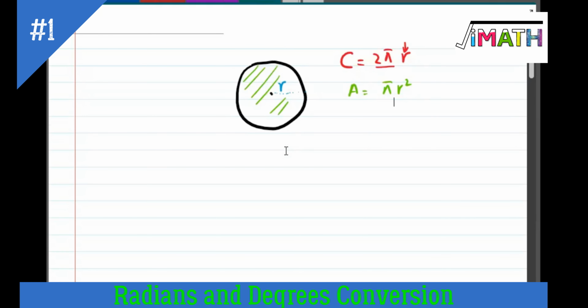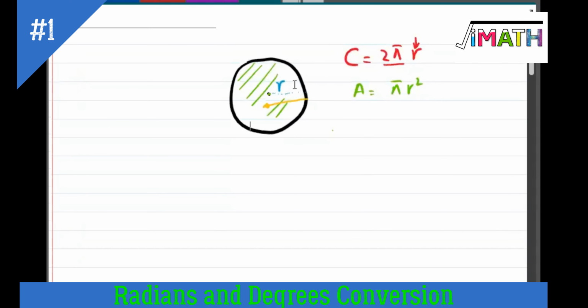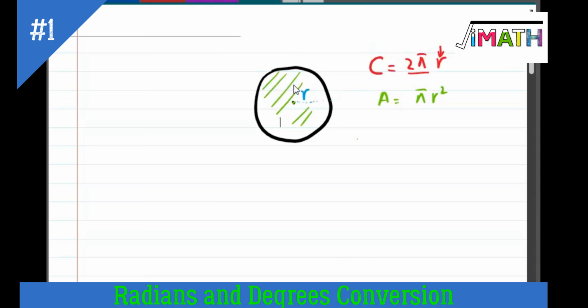What is radius? It's the distance from any point on the circumference to the middle. Perfect. Can we make it like this? This one here. Is this the radius, the yellow one? No, yes, it is always the center.